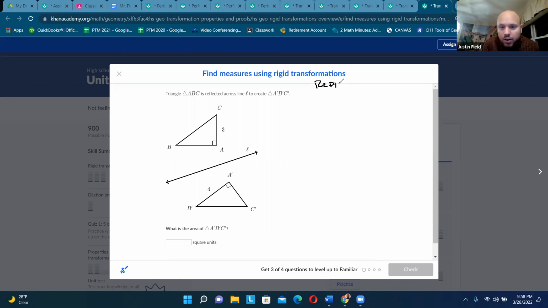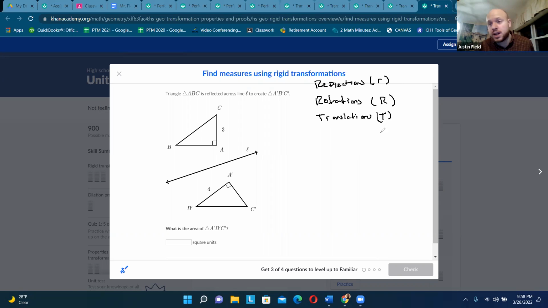Reflections, write them down. Reflections, rotations. Reflections, we usually use a little r to abbreviate. Rotations, we usually use a capital R. And translations, which is a capital T.